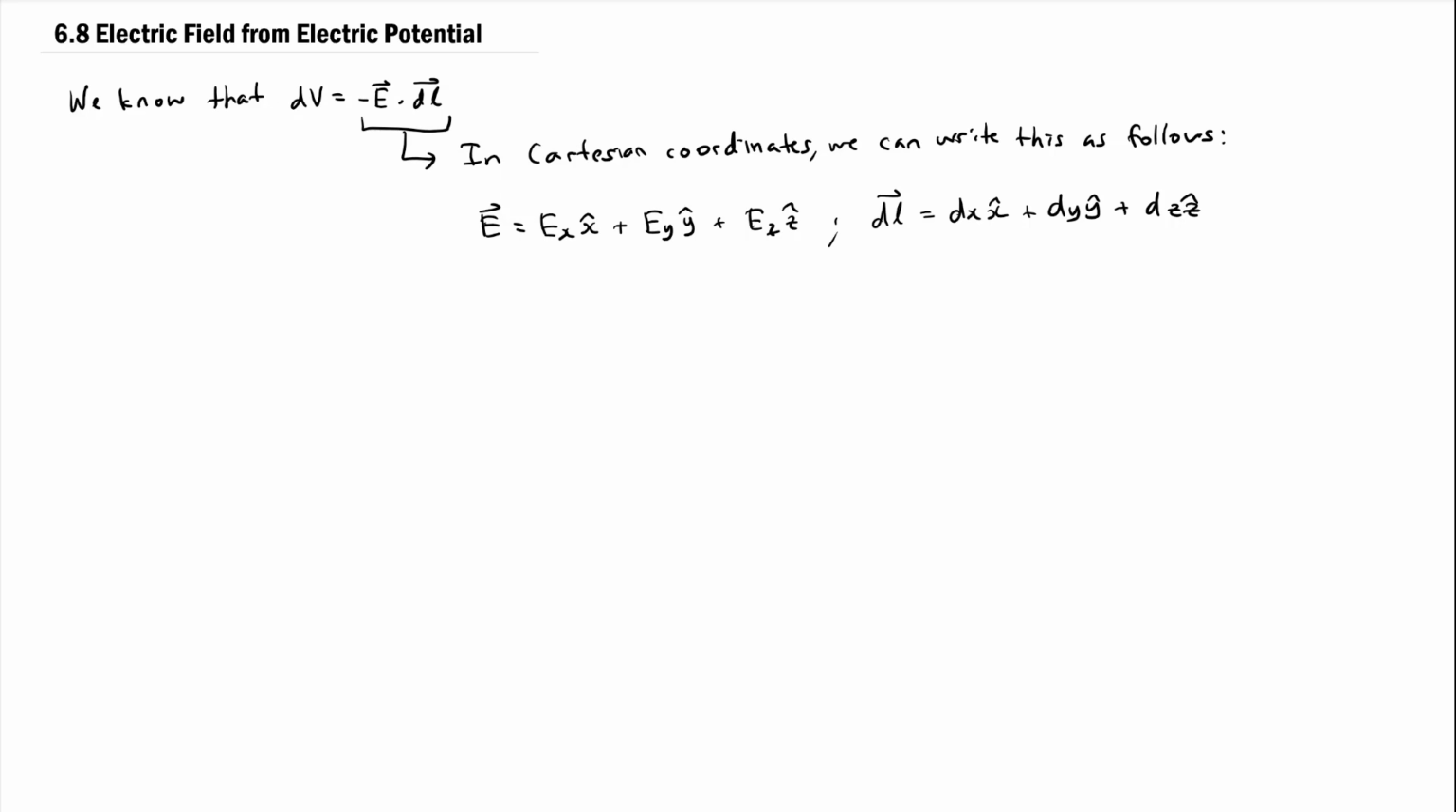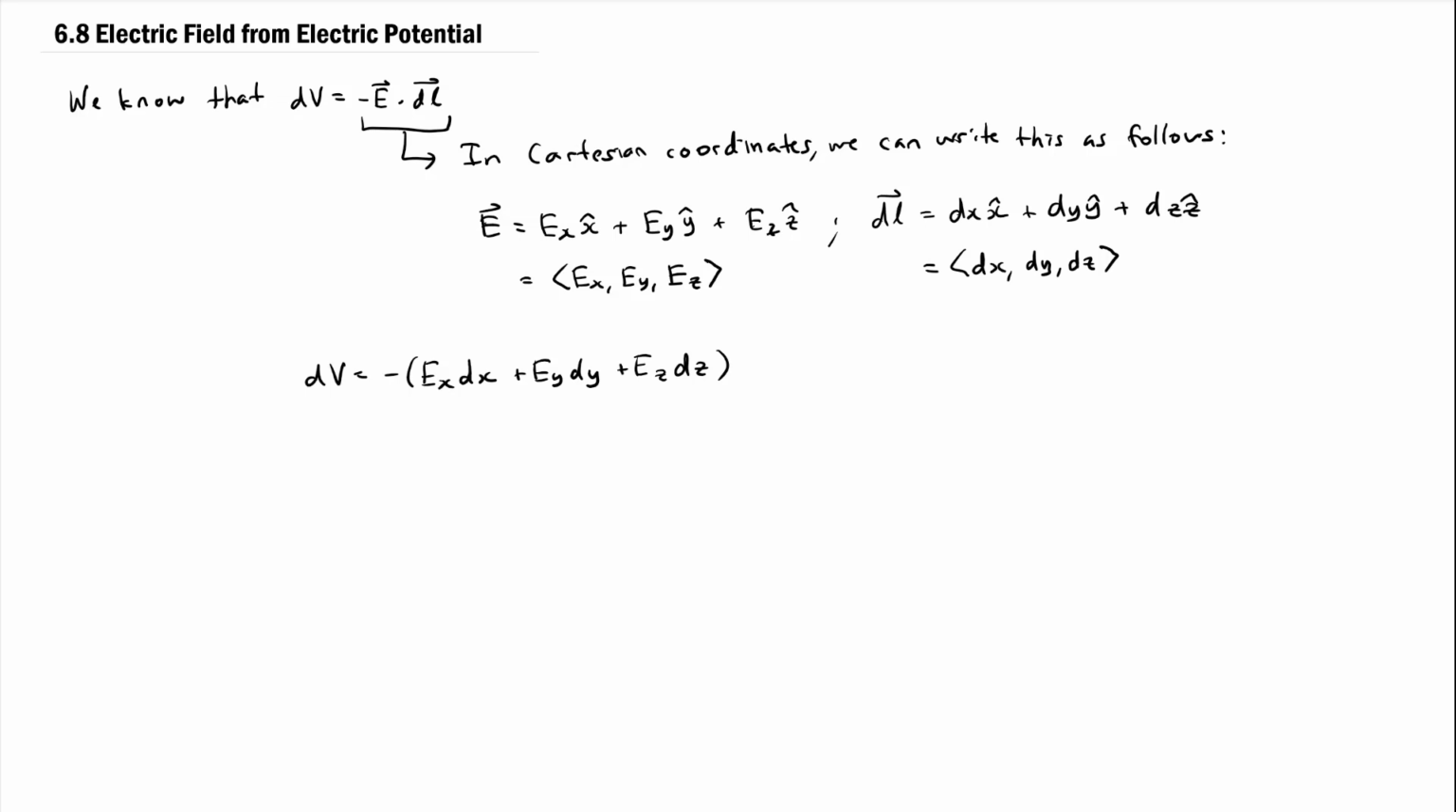So putting those two together, if we take the dot product of these two vectors, in which case we have Ex, Ey, and Ez, and then we have dx, dy, dz, we know that dV can be written as negative Ex dx plus Ey dy plus Ez dz, because the unit vectors become a value of 1.